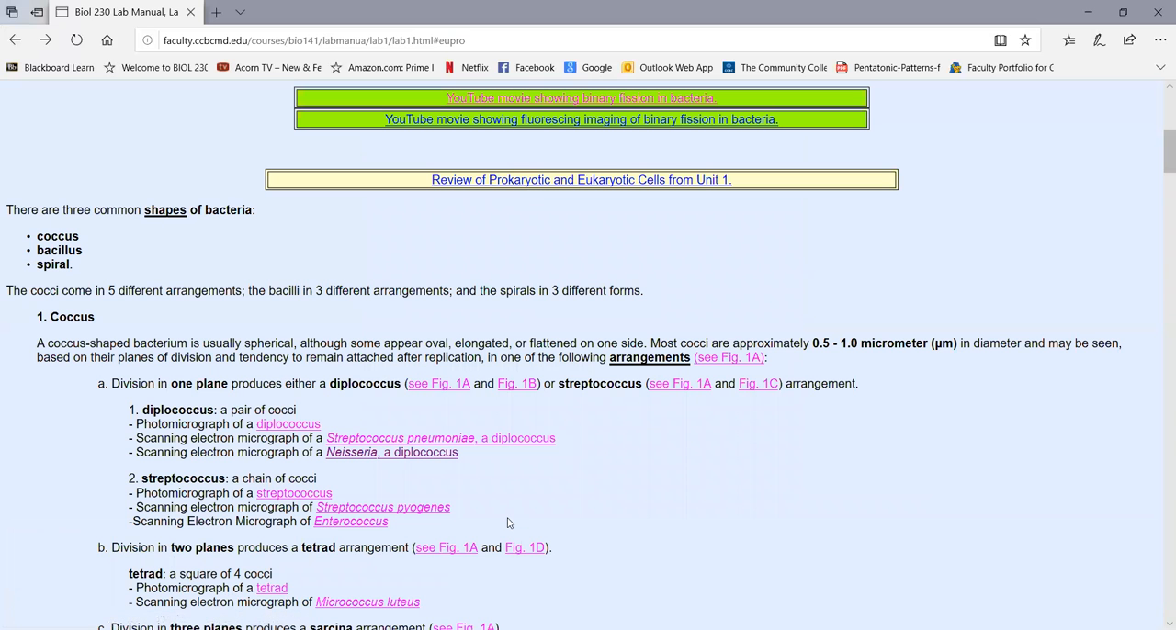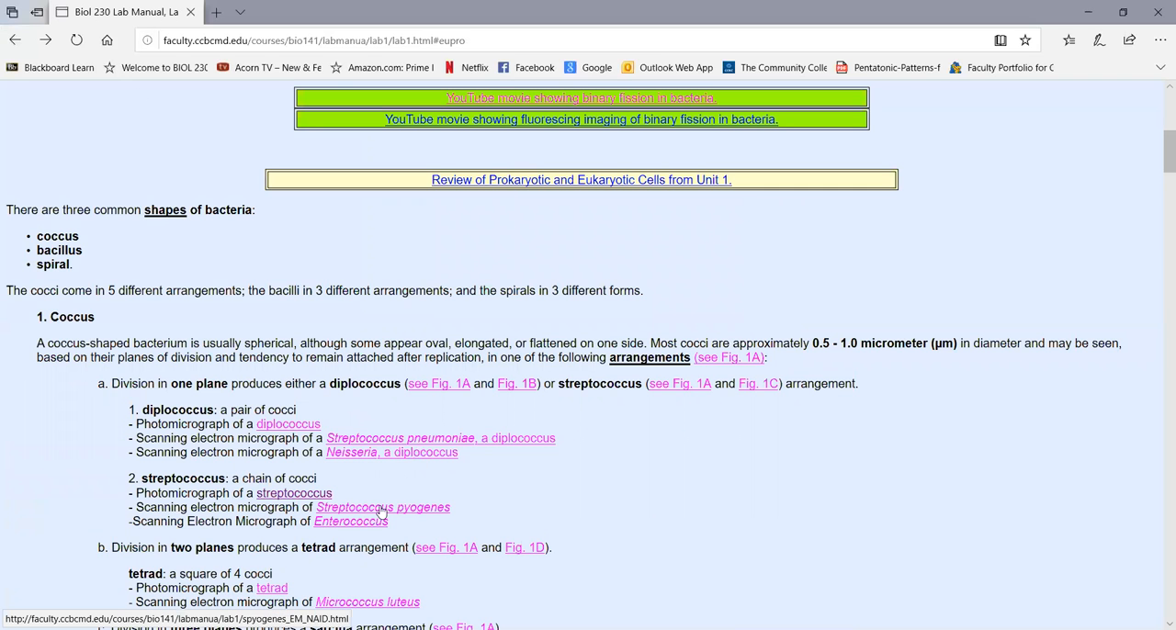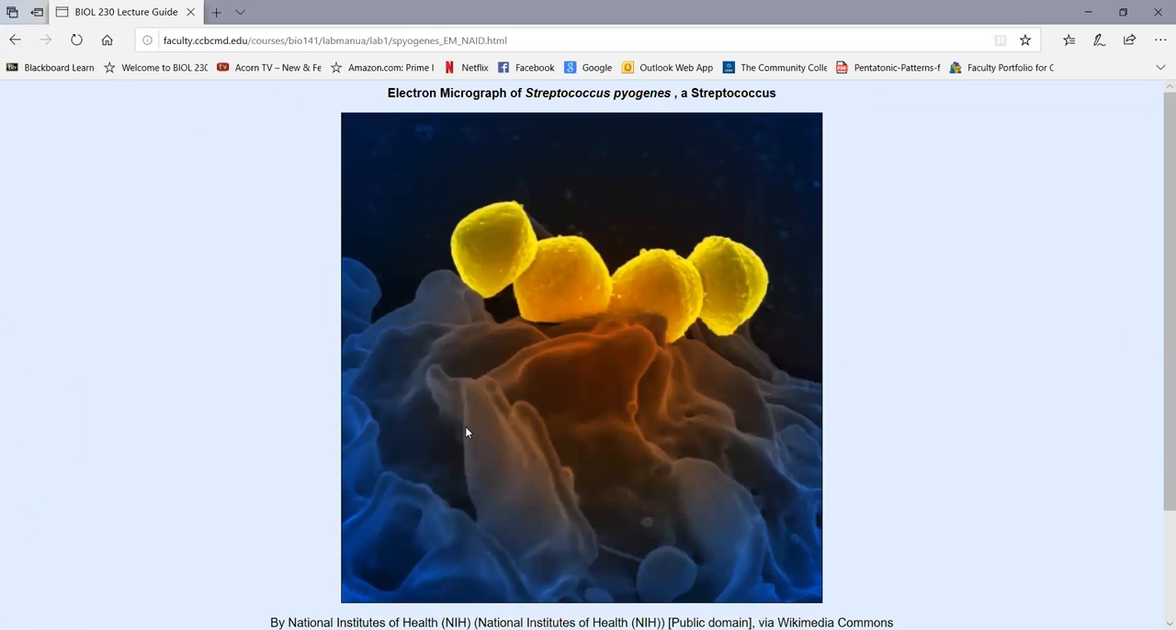Now, if they remain attached in chains longer than two, chains of varying length, we call that a streptococcus arrangement, a chain of cocci. Strepto means chain. And here we see a photomicrograph of Streptococcus pyogenes, which causes streptococcal pharyngitis. And so with the streptococcus, we see these chains of varying lengths. Some of them break apart again, but we do see chains of varying lengths. And here's Streptococcus pyogenes under an electron microscope, where we see a chain of four on a cell.